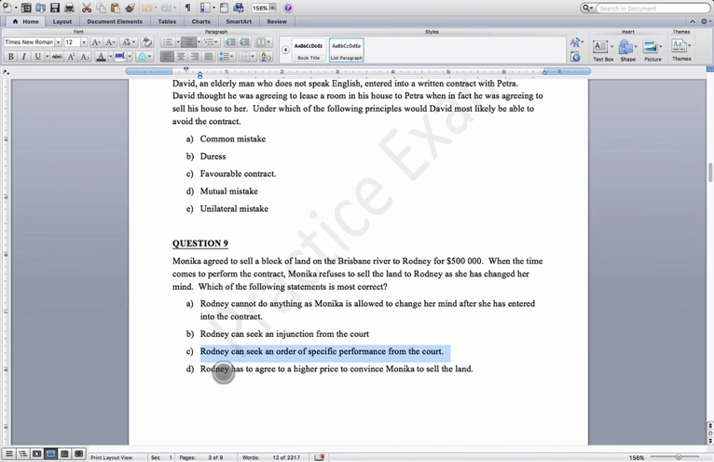Let's just check D to be sure. Rodney has to agree to a higher price to convince Monica to sell the land. No, that's not true. He's got a contract. He can enforce it for the $500,000. So again, quite clearly to me, the answer here is C.